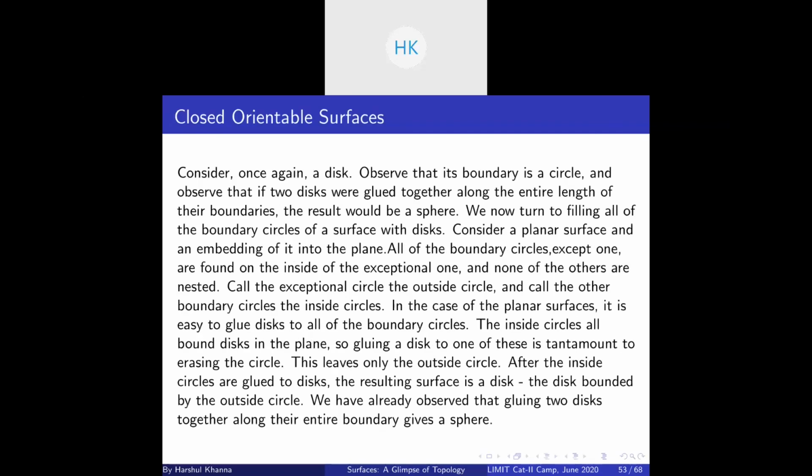So next, now we talk about closed orientable surfaces. Closed means they don't have a boundary. Okay, so suppose you have a disk. Let's suppose I have a disk, right? I sew another disk, I attach another disk to the boundary of this disk. What surface do I get? Can you write in the chat?